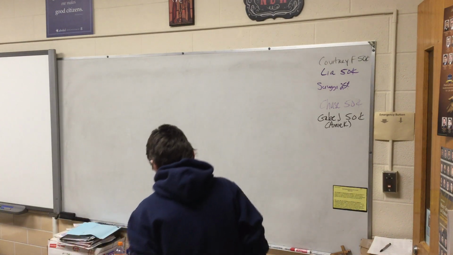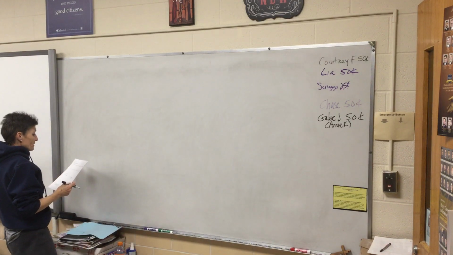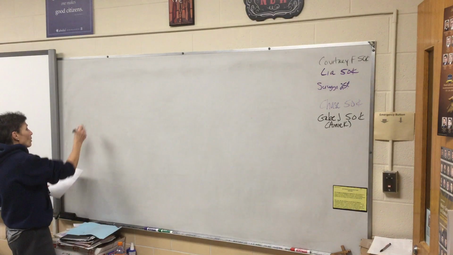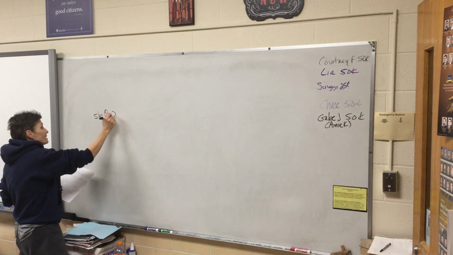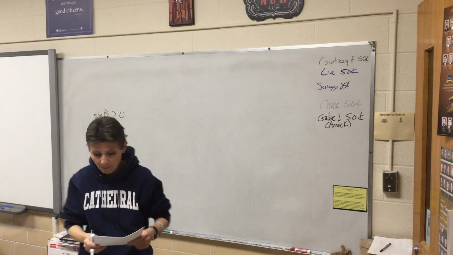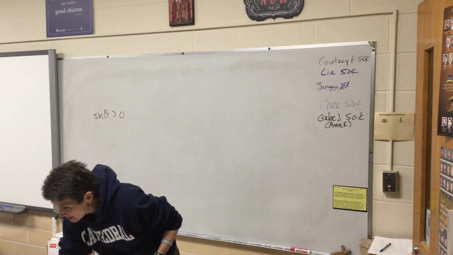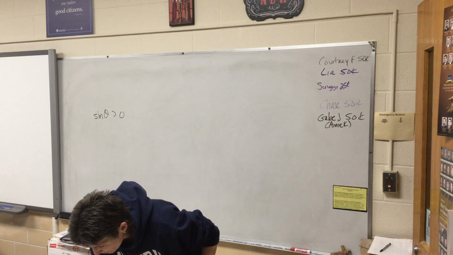So here we go. No calculator. We're going to find the sine and the cosine if the tangent equals 3/4 and the sine is positive. That kind of went off the page. So the sine is a positive number. Now, what does the fact that the sine is positive tell you?